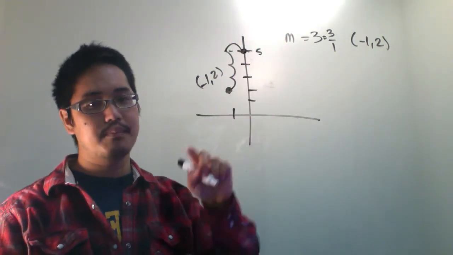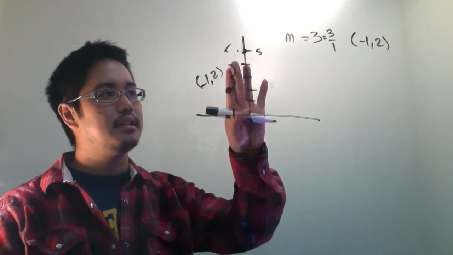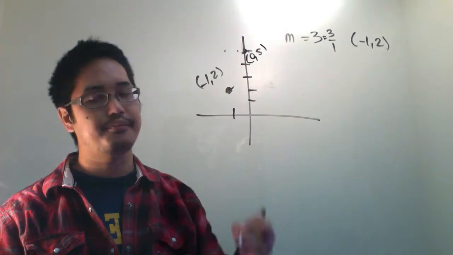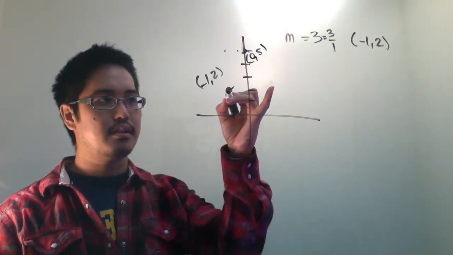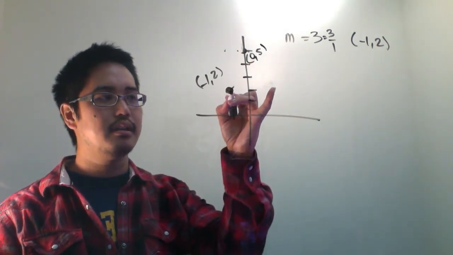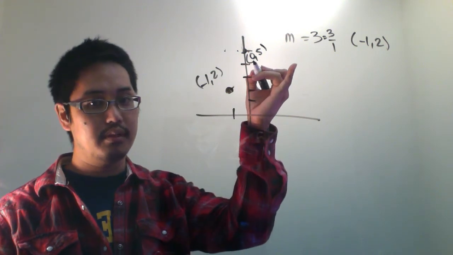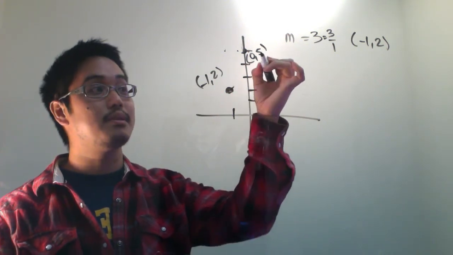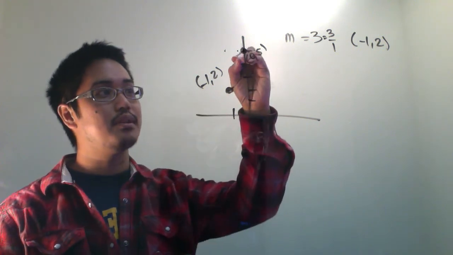So this is my second point right here. It is at the coordinates 0, 5. Because I started back here at -1, and when I went across 1, I went to 0. And when I started up here at 2, and when I went up 3, I went up to 5. So that's another point on my graph.